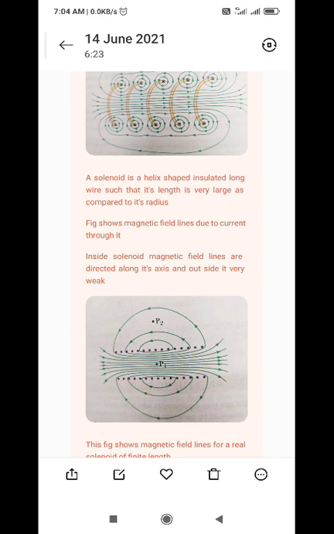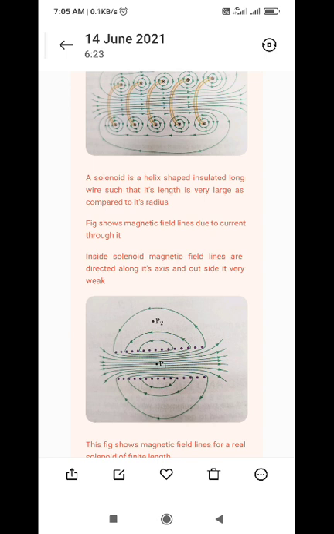Be ready. We will study about the solenoid and magnetic field inside a solenoid. You see, a solenoid is a helix-shaped coil, and when current passes through it, the magnetic field resembles the magnetic field of a bar magnet. Within the solenoid, the lines are parallel, so the field is uniform.